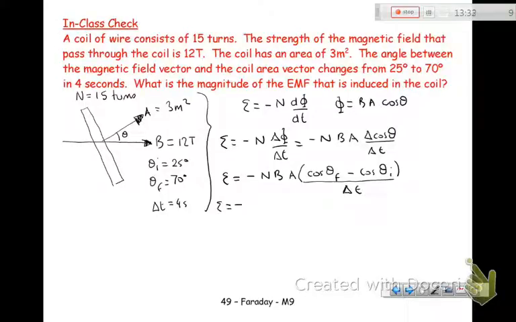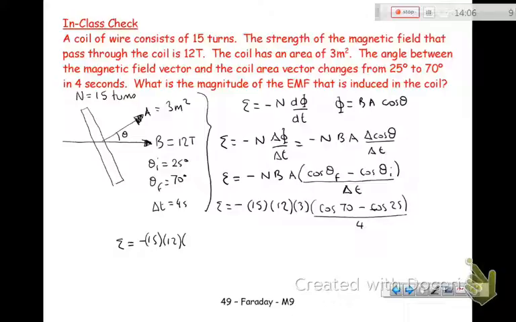Now I can do it. E is equal to minus n, which is 15, B is 12, A is 3, cosine of 70 minus cosine of 25, over 4. So EMF is equal to minus 15 times 12 times 3.